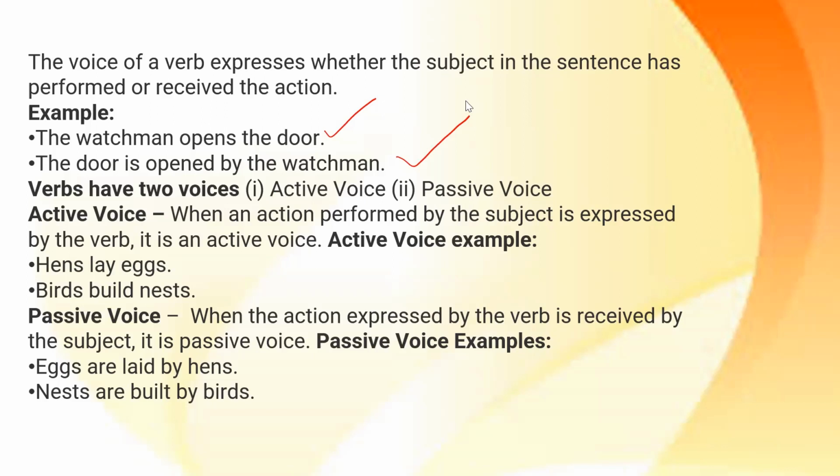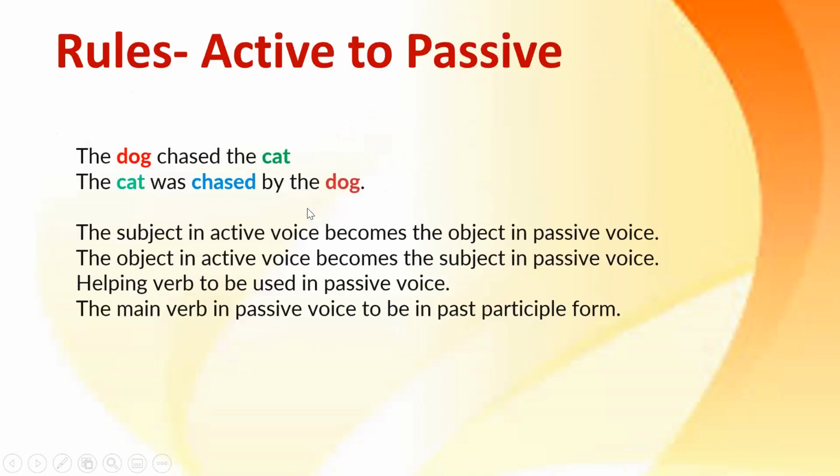Now, see the passive voice examples. Eggs are laid by hens. Nests are built by birds. Now you could clearly understand the difference between active and passive voice. Now, for the purpose of examination, every student should understand what are the rules to convert an active voice sentence to passive voice. So see this example.